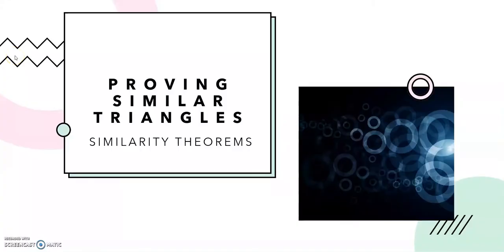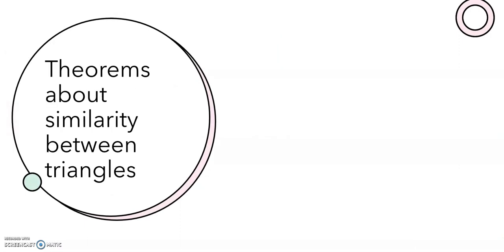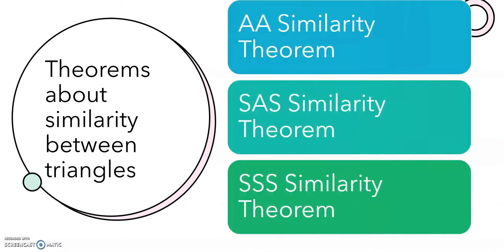Hello, good day! So, welcome for another edition of math video tutorials. For this week, we're going to discuss proving similar triangles. Similarity theorems. Theorems about similarity between triangles. So there are actually three theorems. We have the AA Similarity Theorem, the SAS Similarity Theorem, and the SSS Similarity Theorem.